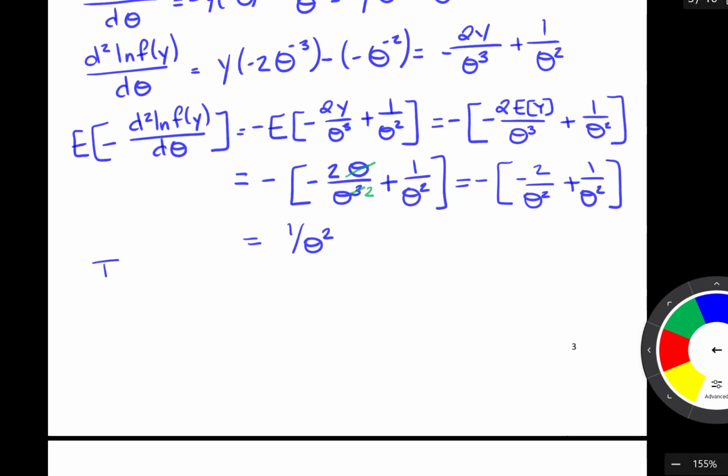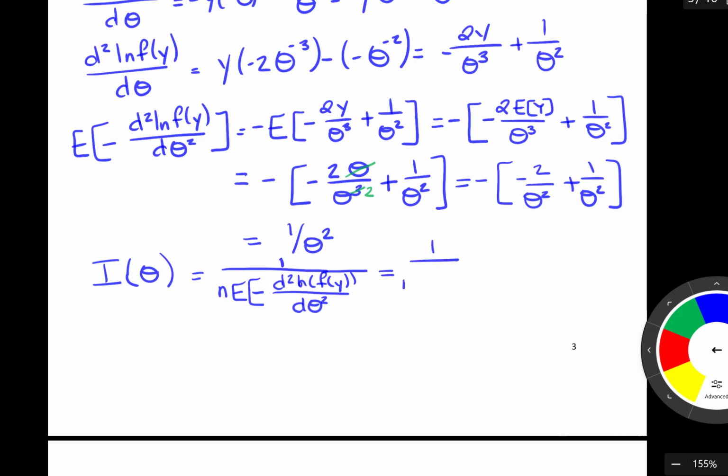So last, we have the information function evaluated at theta, which is equal to, and here I'm just going to write down the formula for good measure, I just realized I forgot the theta squared there. Okay. So all over 1 is going to be equal to 1 over n times 1 over theta squared, which is equal to theta squared over n. So we have the information.